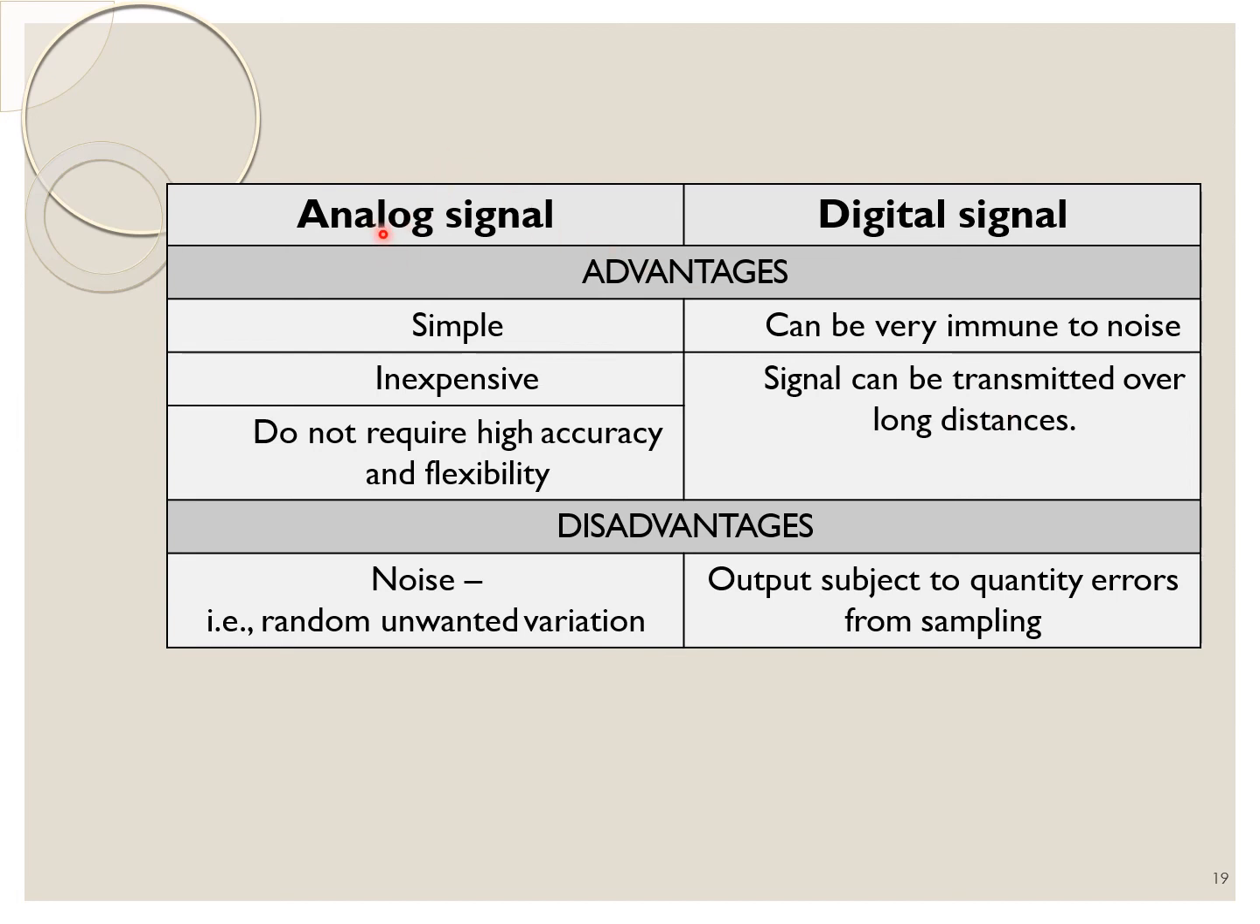The disadvantage of analog signal is there is huge noise. We have random unwanted variation. For the digital signal, the disadvantage is the output is subject to quantization error from sampling.